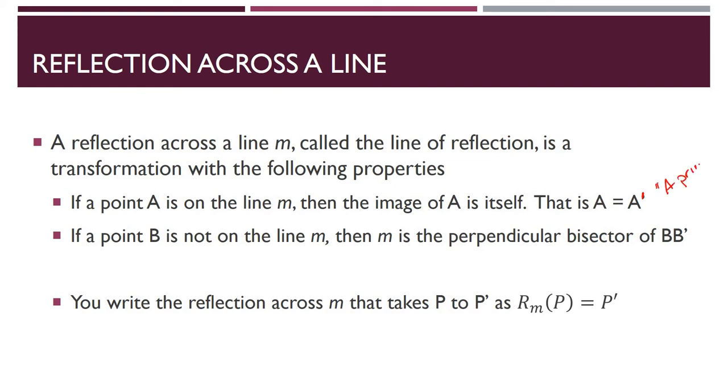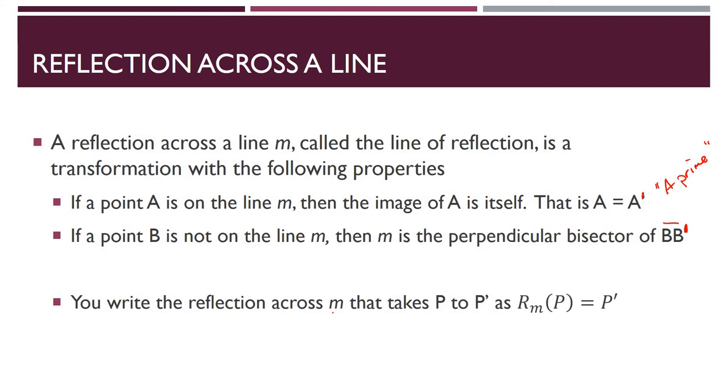If a point B is not on the line M, then M is the perpendicular bisector of the line segment B B prime.